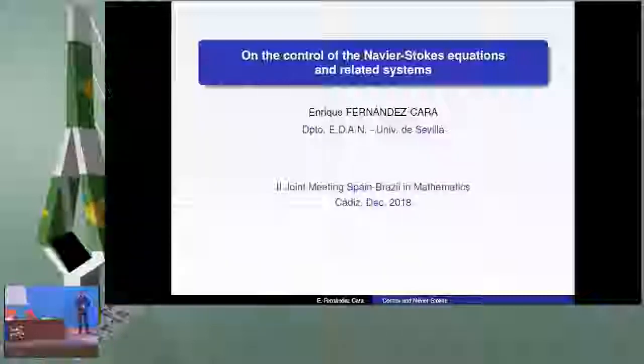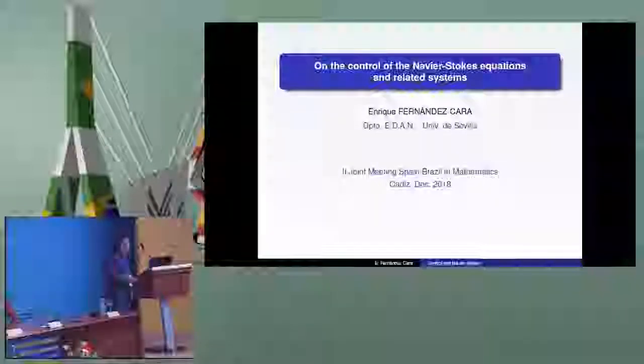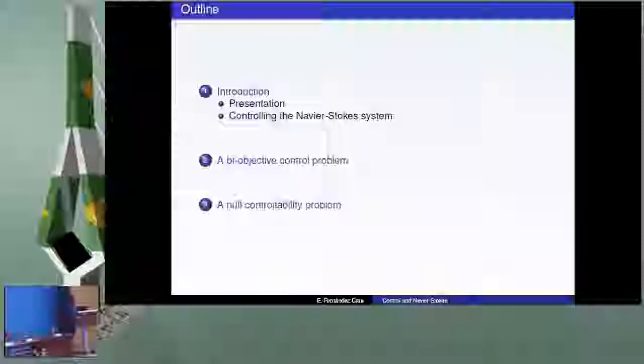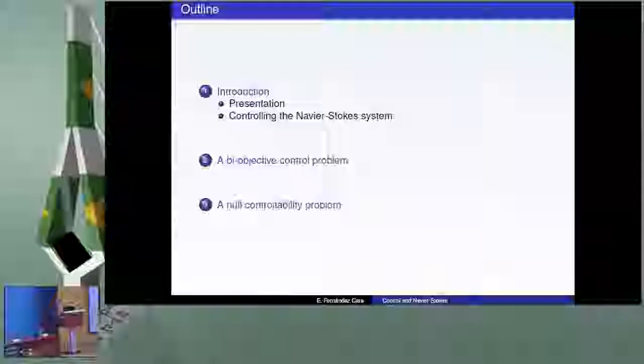I will try to speak a little bit about the control of the Navier-Stokes equations. I will try to avoid all technical results and to explain as clearly as I can the situation, trying to convince you of the interest of this kind of problem. I will follow the plan that is here. First, I will speak a little bit about the origins of the Navier-Stokes equations, their meaning, and also the origins and meaning of control. And in the last part of the talk, I will try to present some new results concerning, in some sense, non-standard control problems for these equations.